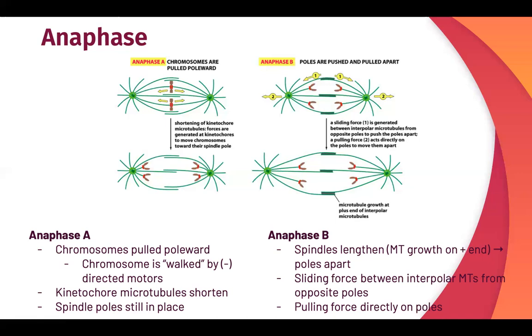the spindle poles. So anaphase A and anaphase B, they're separate, but they do both occur. They don't necessarily have to occur A first then B or B first then A. They all kind of happen at the same time or at different times, but they both do happen. So that was a question that a lot of people have.